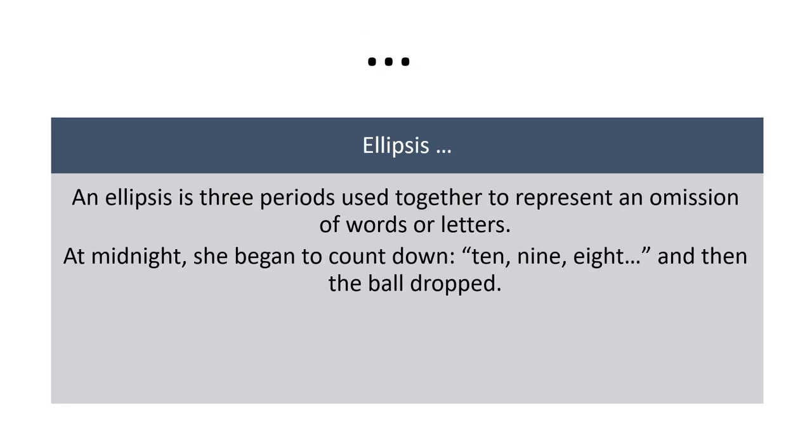Next, the ellipsis. An ellipsis is three periods, that means three dots, used together to represent an omission of words or letters. Example: at midnight she began to count down: 10, 9, 8... and then the ball dropped.